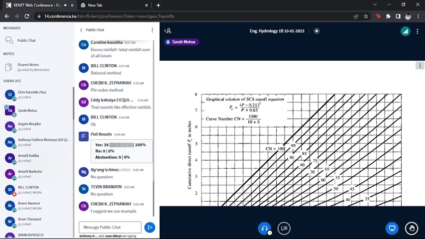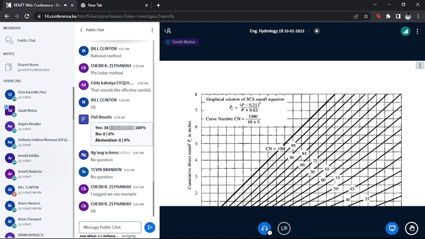I suggest to use an example. Chebi Zephania, which example do you mean, if you could talk? Chebi, if you could speak, I don't know which example you are talking about. In unit hydrograph application or base flow separation? Because when it comes to the unit hydrograph application, we are going to do so many examples. We have so many examples in the tutorials.